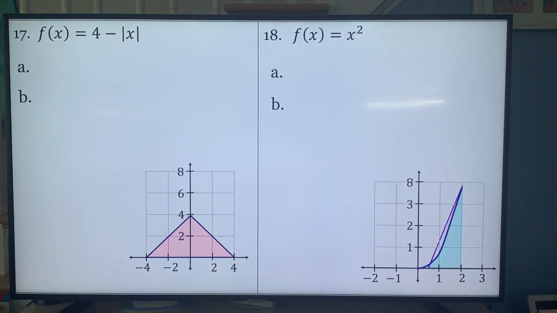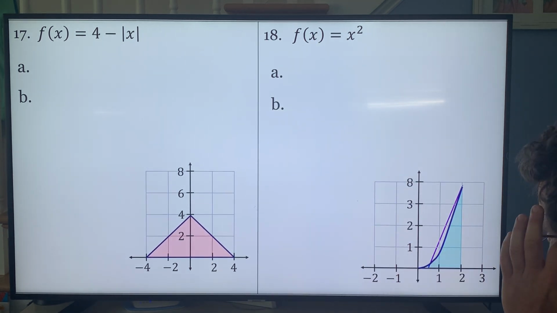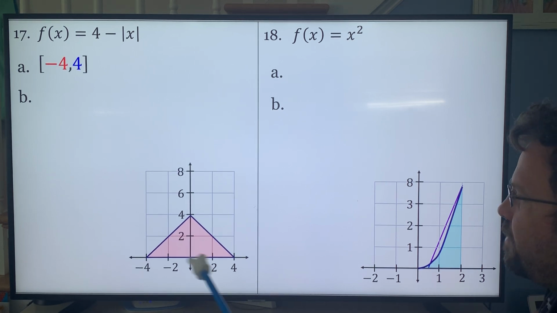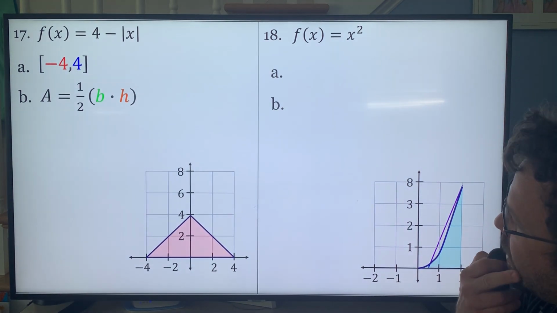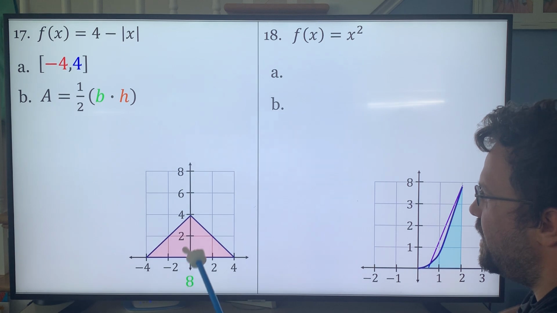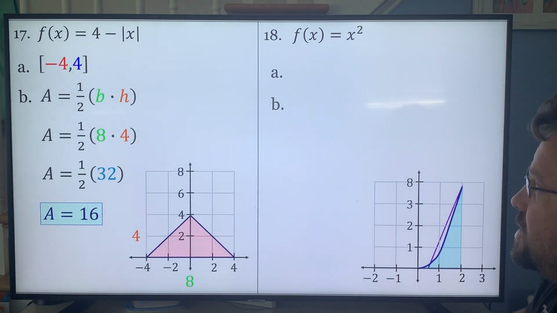All right, next one. Don't worry about the formulas so much, just worry about the pictures. Good? For this one, you're going from -4 to 4. Triangle, half the base times height. The base is 8. The height is 4. So half of 8 times 4, half of 32 is 16.